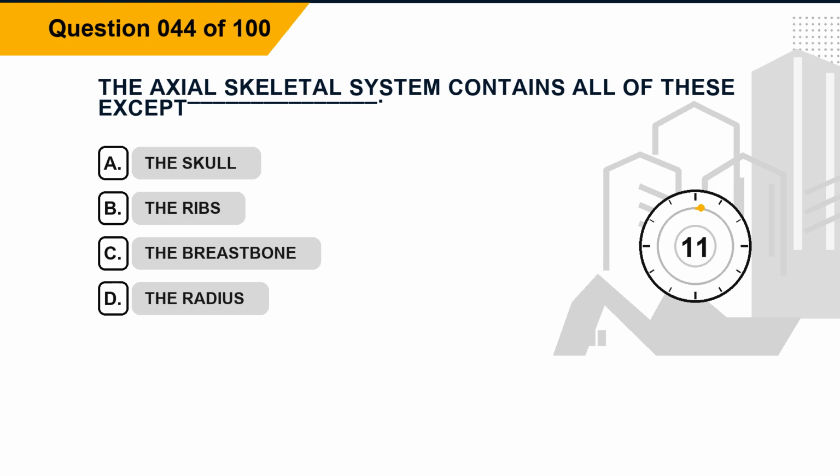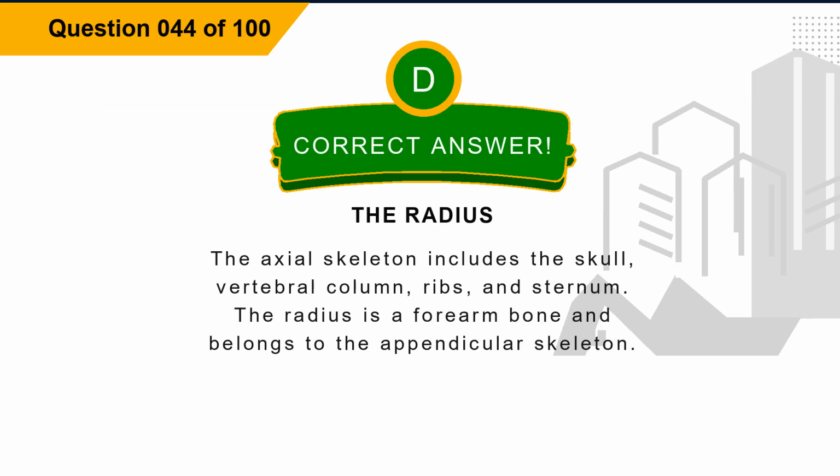Question 44. The axial skeletal system contains all of these except blank. Option A, the skull. Option B, the ribs. Option C, the breastbone. Option D, the radius. The correct answer is option D, the radius. Explanation. The axial skeleton includes the skull, vertebral column, ribs, and sternum. The radius is a forearm bone and belongs to the appendicular skeleton.